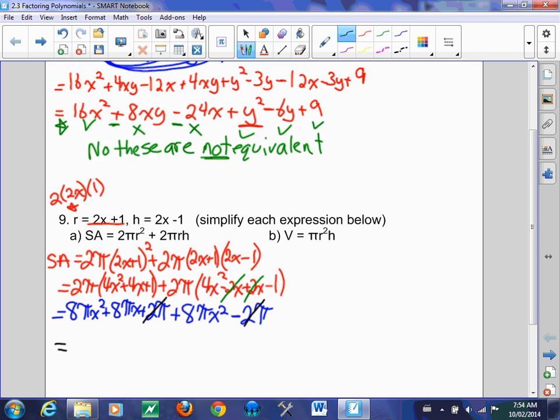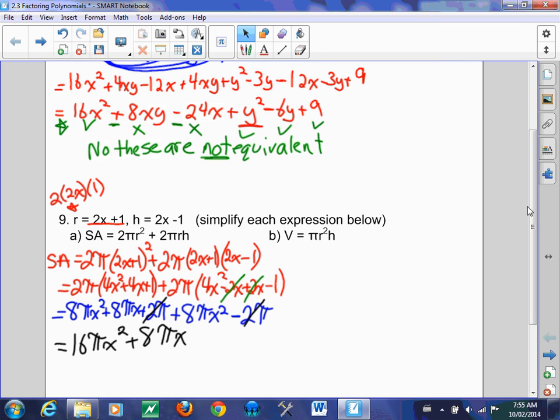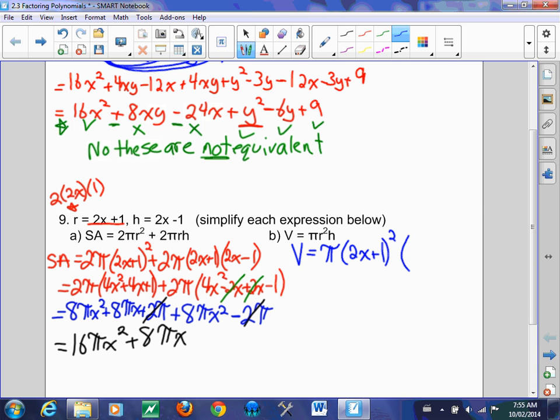So we're left with, combining like terms, I've got 16. That's a bad looking 16. Let me revisit that one. We're going to have 16 pi x squared. Okay, and how many pi x's? Plus 8 pi x left over. So there's your simplification. Likewise, for volume, pretty similar case for B. So volume equals pi. Again, we've got to do the r squared, sub that in, and times it by the height. Okay, so the height is 2x minus 1.